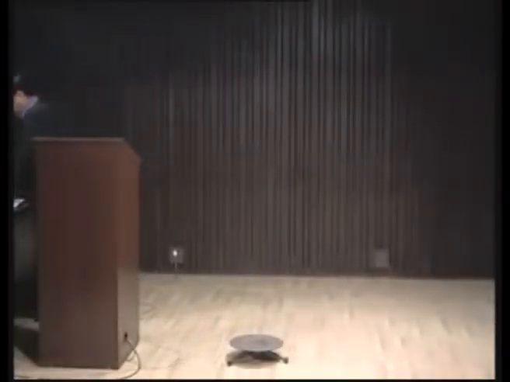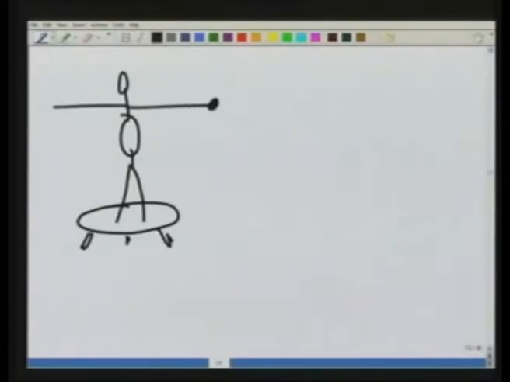What we did was, I was standing on this platform which could rotate. Let me stand like this, and I held my hands out with heavy masses here. I was rotating with some angular speed omega. Let me call this omega 1. So, my angular momentum L, as we just derived, was I1 omega 1.